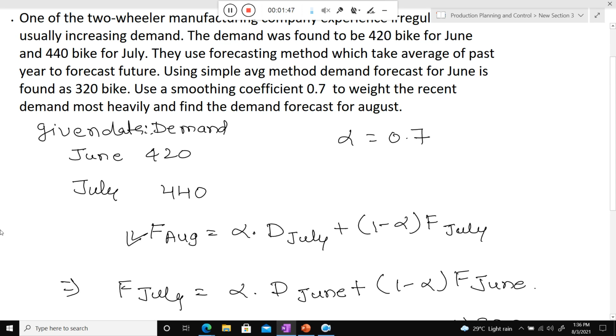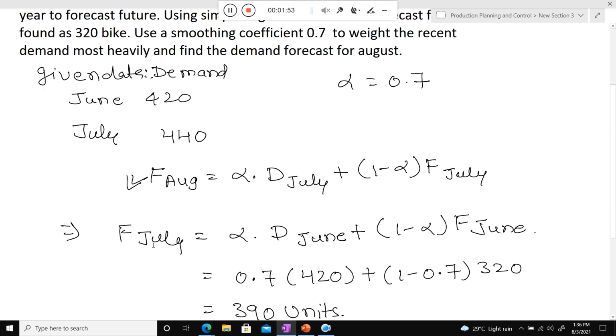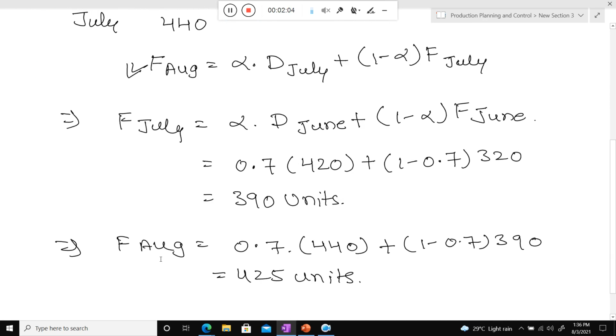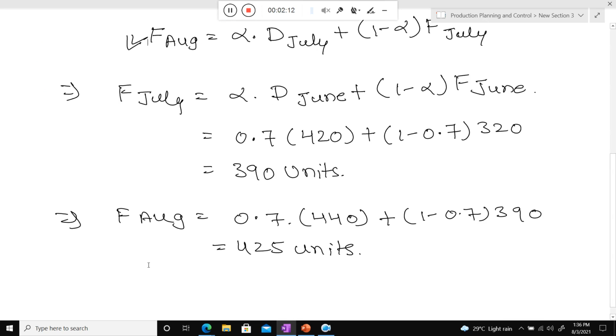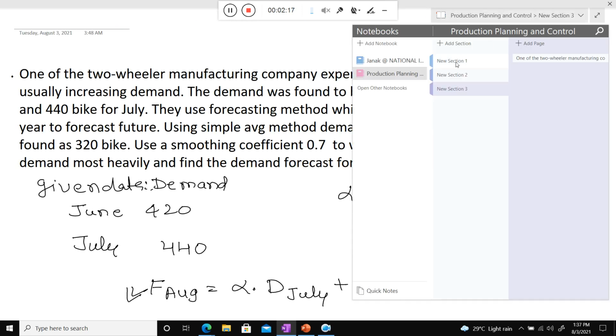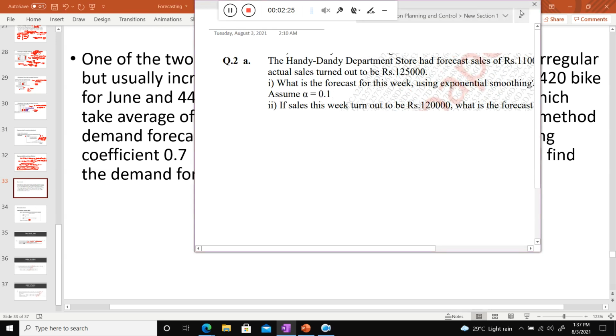But here we don't know the forecasting of July month. How will you predict? For July you should know June demand and forecasting. June demand and forecasting we have, and on the basis of that we calculate F July. And if you have the forecasting of July month and the demand of July month, then you can easily calculate the forecasting of August month. So now I will try to solve one university numerical, so you can understand which type of numerical is generally asked in the university exam. Just wait.